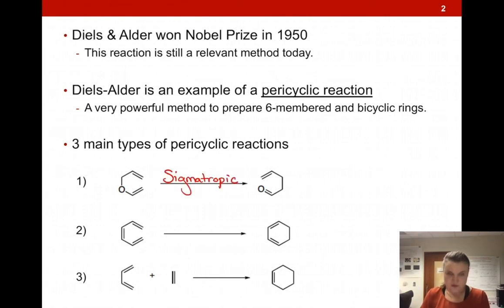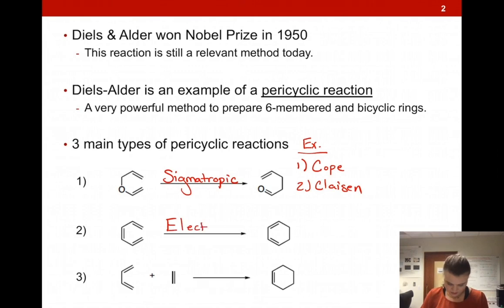This should be familiar from your organic lectures because two examples of a sigmatropic reaction are the Cope and Claisen reactions. The second type of pericyclic reaction is an electrocyclic reaction, which we see in number 2. And the third type should be really familiar because we just did it. It's Diels-Alder, and it's considered a cycloaddition.